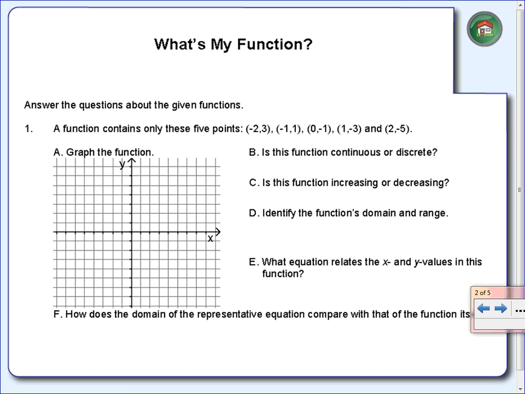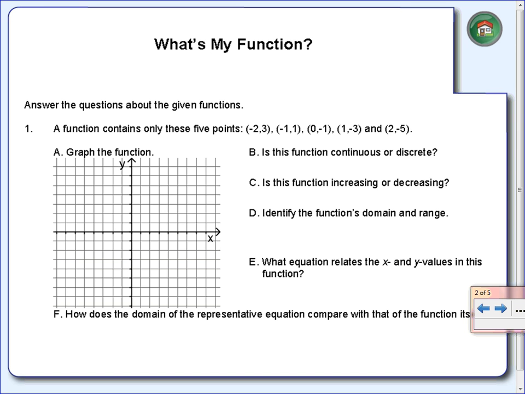All right, so here we go. The first one. A function contains only these 5 points: (-2, 3), (-1, 1), (0, -1), (1, -3), and (2, -5). First of all, they're telling me that this is a function. How do we know that this is a function? X's don't repeat. Yeah, the x's aren't repeating, therefore we know it's a function.